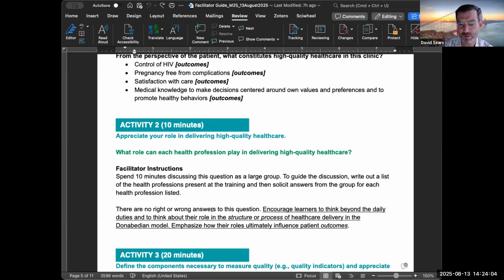Where do learners fit in within the scope of their profession? And hopefully, with some good facilitation, this will allow people to think about, oh, wow, these are my roles in the clinic, and this is how they fit into high quality healthcare, and these are some things I could potentially do to improve the quality of care in our clinic. So there are no right or wrong answers here, but just kind of a timeout after we've introduced a lot of new concepts to reflect and to share ideas.